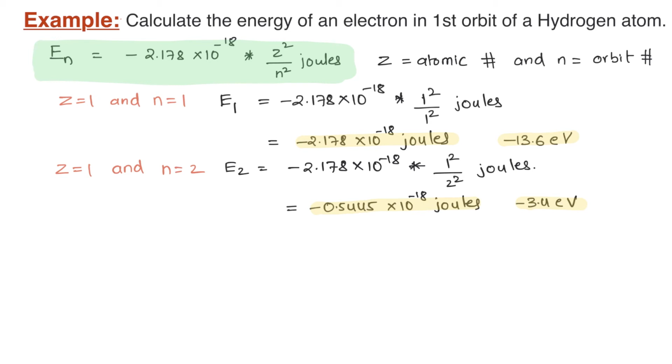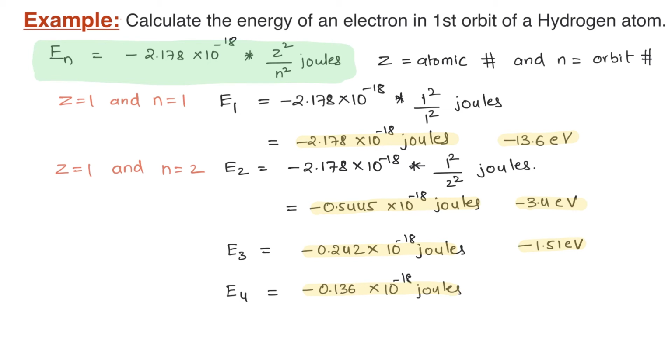If we continue to do this, we get for E3 minus 0.242 times 10 to the minus 18 joules, or minus 1.51 electron volts. E4 is minus 0.136 times 10 to the negative 18 joules, or minus 0.85 electron volts, and so on. Let us calculate one more orbit's energy in the next slide.